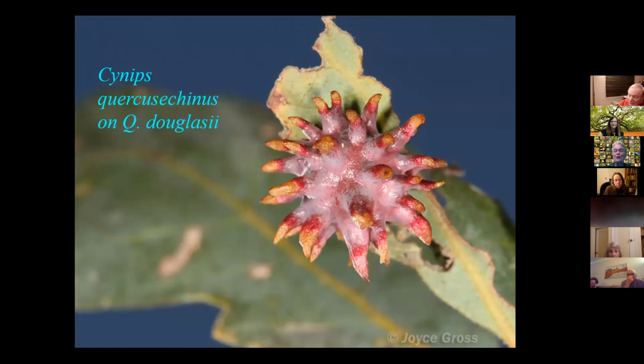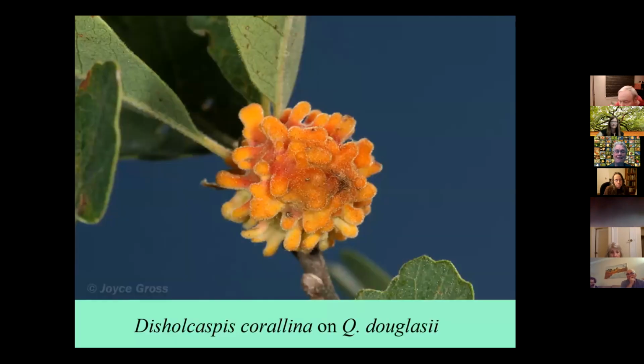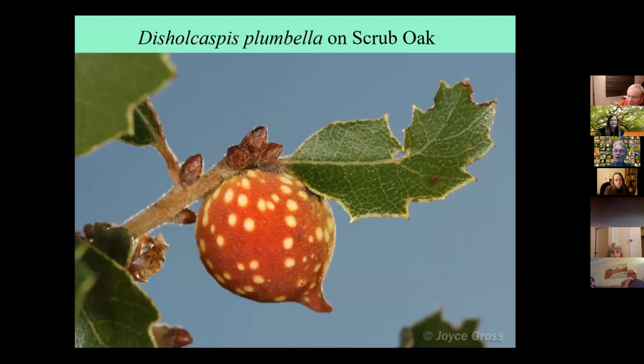Here is a close relative of the star gall, but this one is sea urchin gall on blue oak. And here's Andricus bruneus, also on blue oak. And this beautiful one, Disholcaspis corallina, is also on blue oak. Lyodora pattersoni on blue oak. And now we're getting to scrub oak, and I think this is the only scrub oak picture I have, but here's my favorite, plumbella, beautiful, colorful plumbella gall.